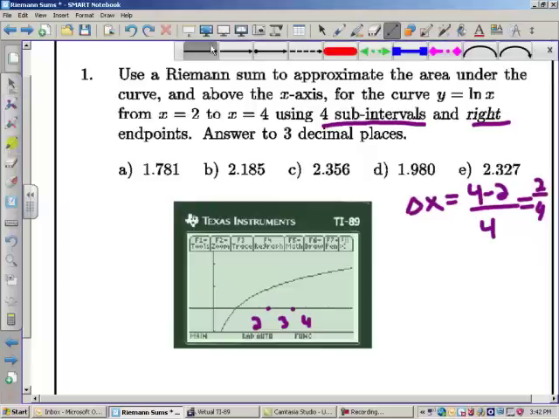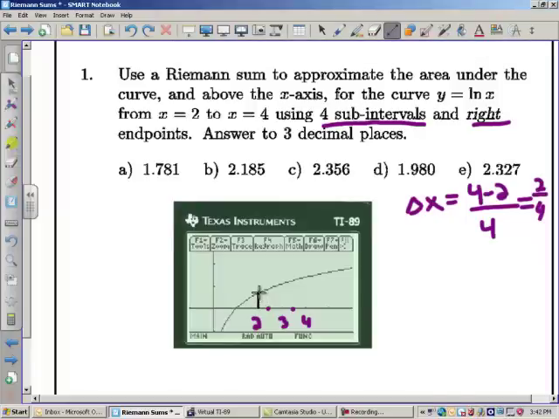So let me draw my partitions. My first one up to the curve from 2, and then up to the curve from 2.5, and then up to the curve from 3, and up to the curve from 3.5, and up to the curve from 4. So I have, let's undo that one. I didn't like that one. Up to the curve from 4. That's a little bit better. You can see we have 1, 2, 3, 4 rectangles.